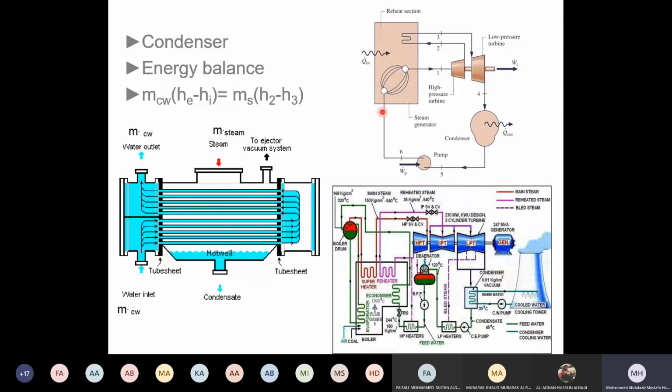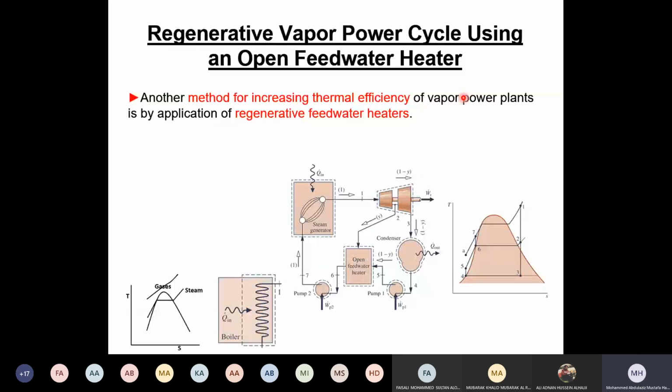We made one modification here, which is the reheat. The other modification is what's called the regenerative vapor power cycle. So we are going to consider another modification now. Let me say right now that the objective of this modification is to improve the efficiency. So our objective is to improve the efficiency. This is the objective of the regenerative cycle. For the reheat cycle, the objective was improving the power. Here we are going to improve the efficiency, and the power here may be reduced.